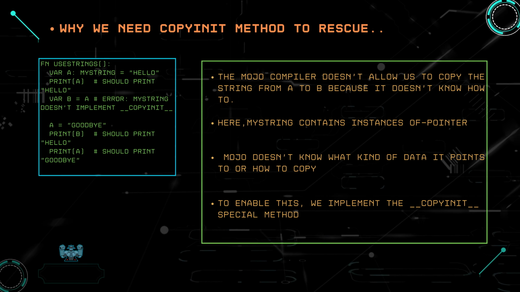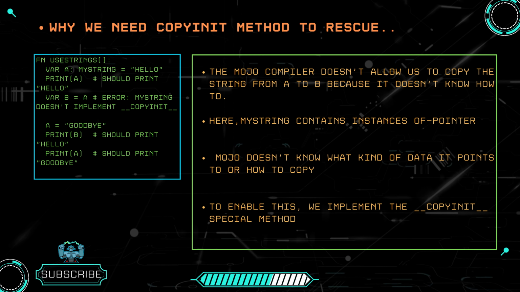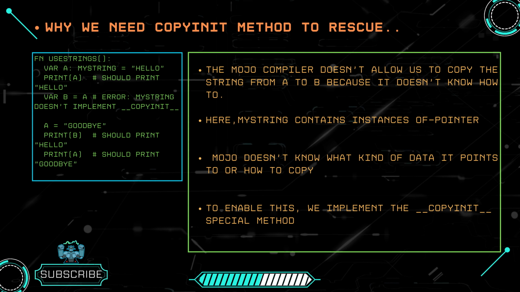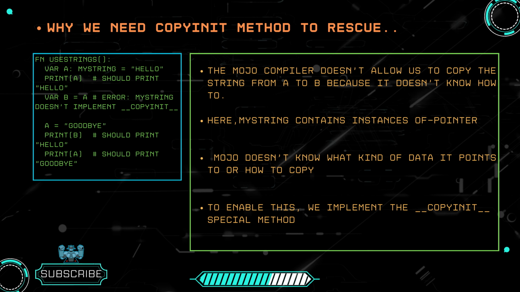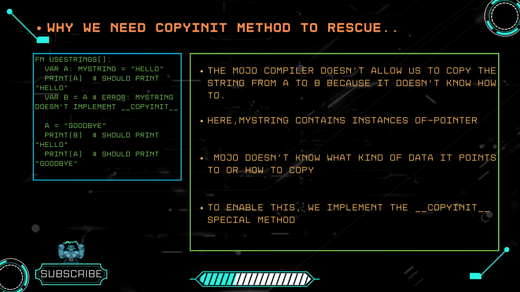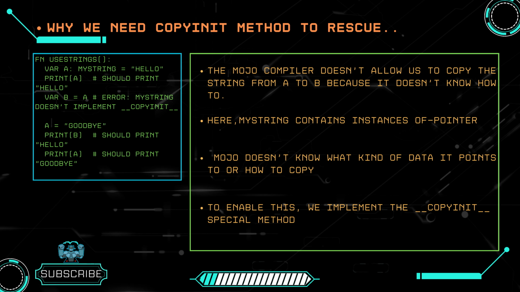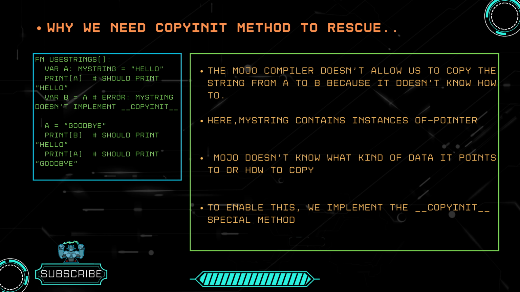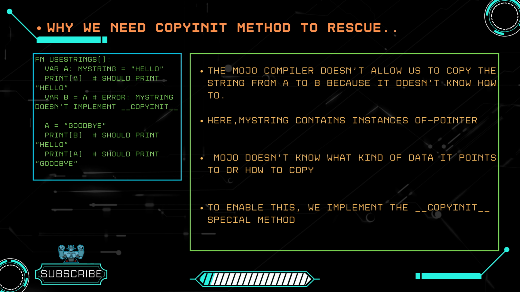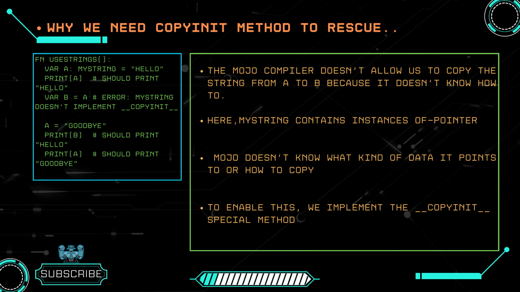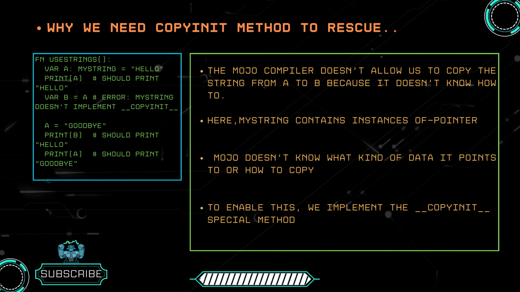Why we need the copyInit method to the rescue. Take a look at the example. Now we will try to understand the logic. The Mojo compiler doesn't allow us to copy the string from a to b because it doesn't know how to. Here, MyString contains instances of pointer. Mojo doesn't know what kind of data it points to or how to copy it. To enable this, we implement the __copyinit__ special method.